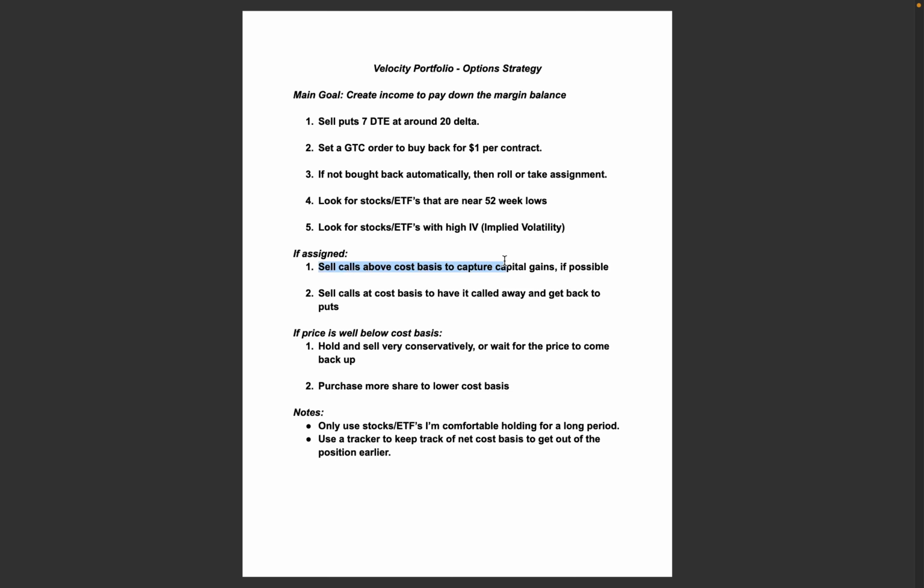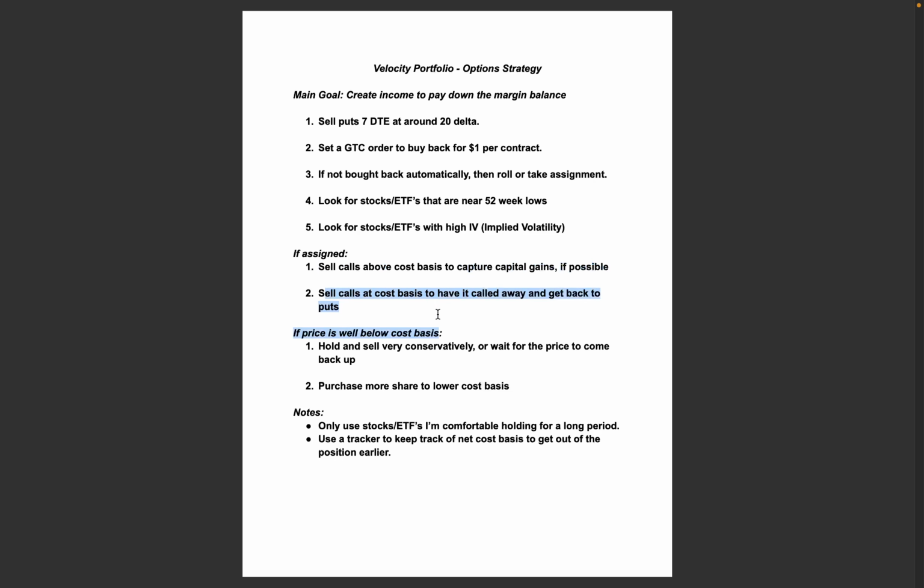If I get assigned on any of those puts, I will immediately sell calls above the cost basis to capture capital gains if possible. This isn't as common because if I get assigned, it's typically because I was not able to roll for a decent credit. And when that happens, if you're not able to roll for a decent credit and then you take assignment, you're probably a little bit below your strike price. So selling above the cost basis may not be worth the squeeze, or it's just not enough to really sell the call in the first place, and you might just go to your cost basis and get out of it.